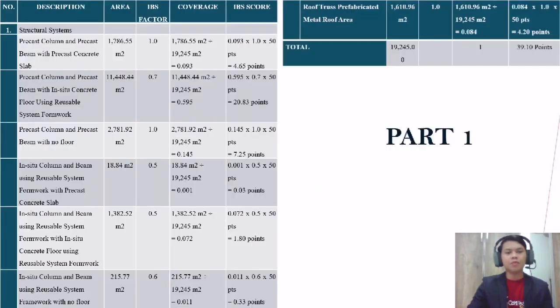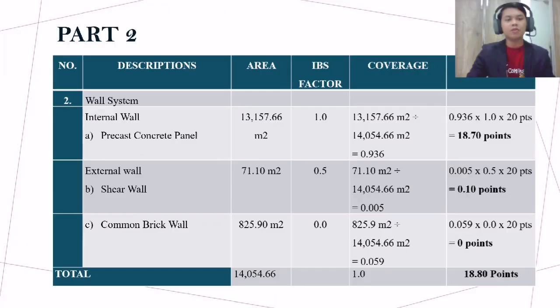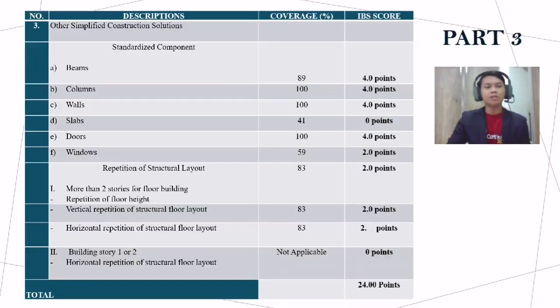Part 1 is the structural system. The structural system for this building has 7 components, and the total point of the 7 components is 39.10 points. Okay, this is part 2. Part 2 is the wall system. Seri Jati Apartment has 3 wall systems: internal wall, external wall, and common brick wall. The total IBS score for the wall system is 18.80 points.